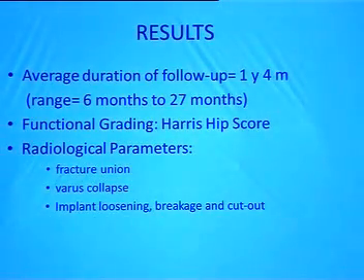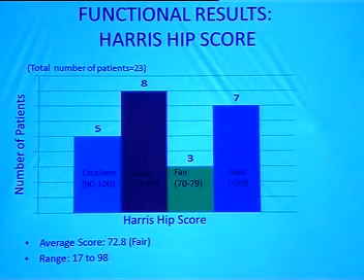Coming to the results, the average duration of follow-up was 1 year and 4 months, ranging from 6 months to 27 months. We used both radiological and clinical parameters to assess the results. The Harris hip score was used for functional grading. So out of 23 patients, 5 patients had an excellent result, 8 patients had a good, 3 fair, and 7 patients had a poor result. The average score was 72.8, which falls in the fair criteria, ranging from 17 to 98.